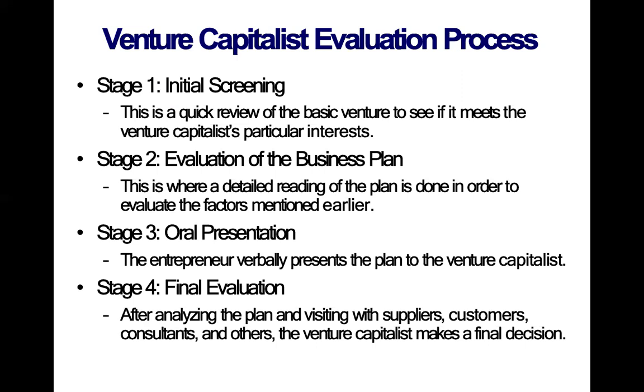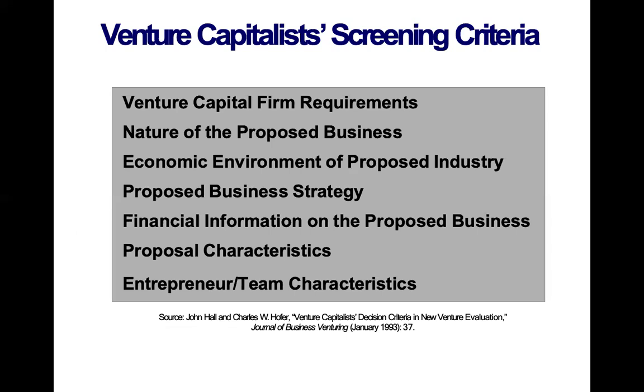Evaluation process: first we will do the initial screening, then in the second stage we will evaluate the business plan, an oral presentation will be done, and then we will go for the final evaluation. These are the screening criteria: venture capital firm requirements, that is, what the requirements are, nature of the proposed business, economic environment of the proposed industry, proposed business strategy, financial information on the proposed business, proposal characteristics, and entrepreneur team characteristics. So this was all about how a new venture capital is going to be done, how they are analyzed, what the criteria for their screening are and all.